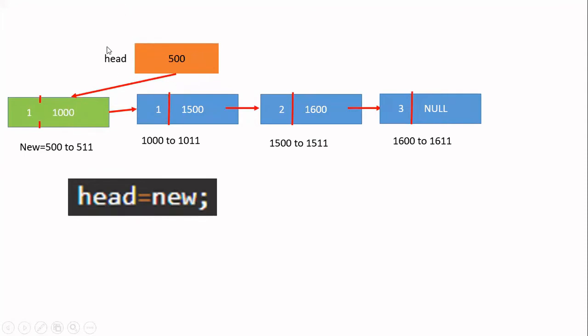Now, if you start from head, first it is 500. So go to the memory 500. There you access 1. Then you take 1000. Go to the memory 1000. There one more 1 is there. Access it. Take this 1500. Go to the memory 1500. You have to access it. Take this 1600. Go to that memory. Access 3. Then here you have null. So don't go anywhere. Stop there.